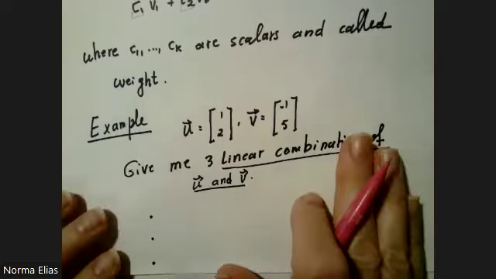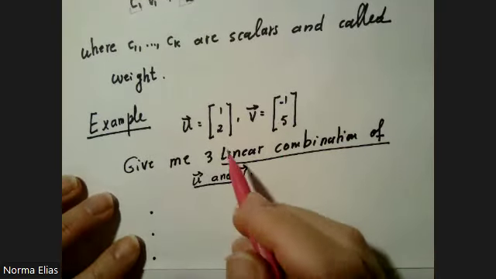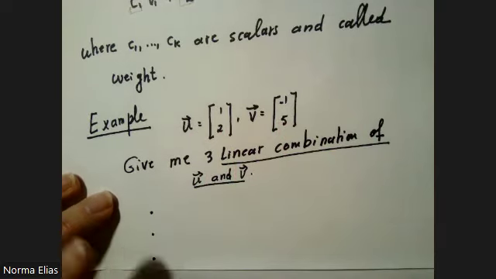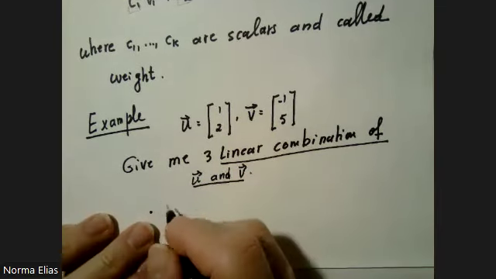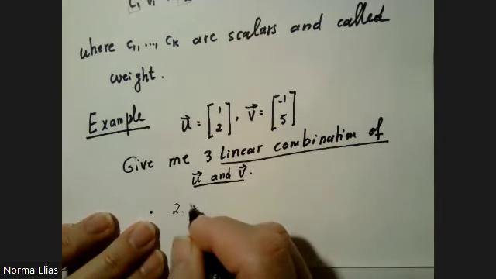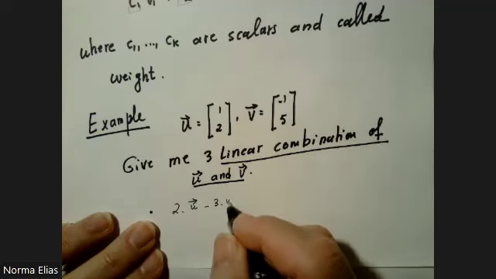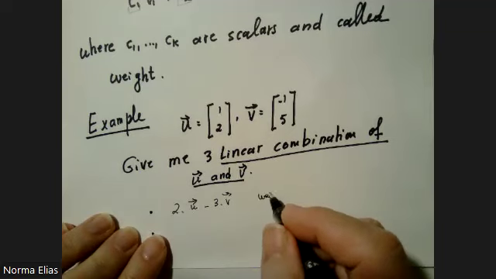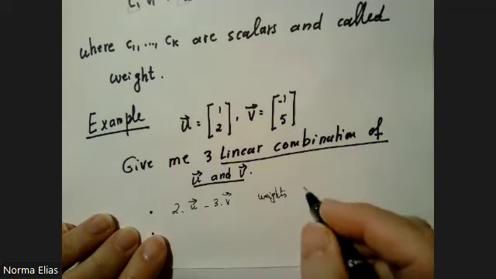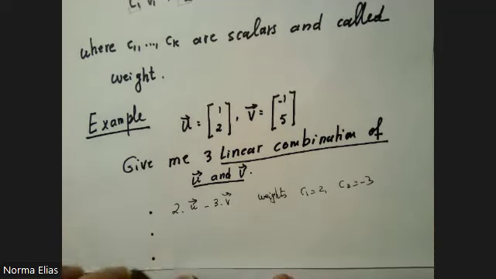And then I gave you the following problem. I gave you two vectors, and I asked you to give me three linear combinations of u and v. Nothing more than that: you take the first vector, you put a scale on it, 2u, minus 3 times v. That's a linear combination. And the weights are C1 is 2 and C2 is minus 3.